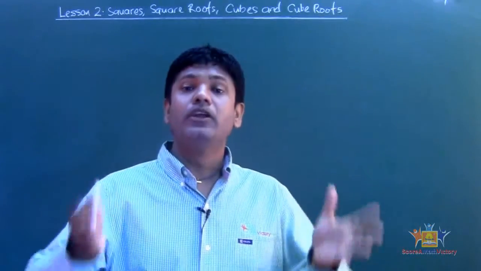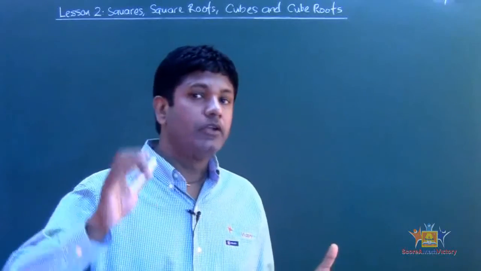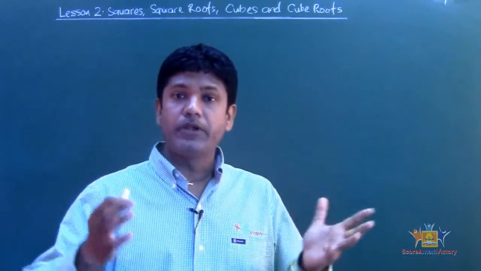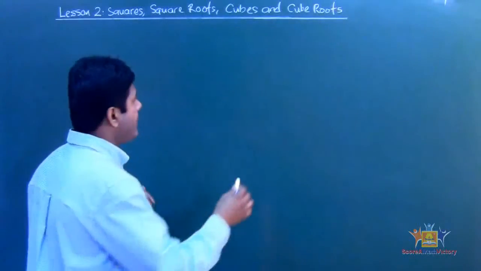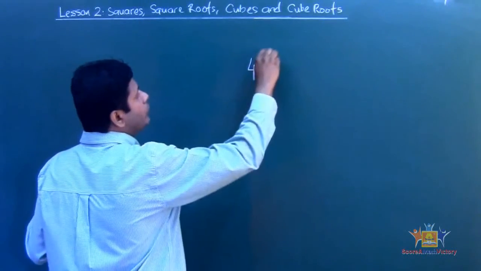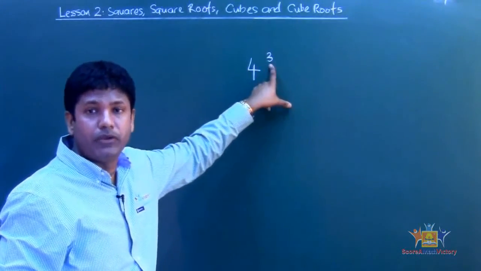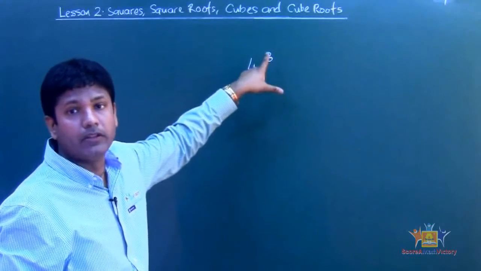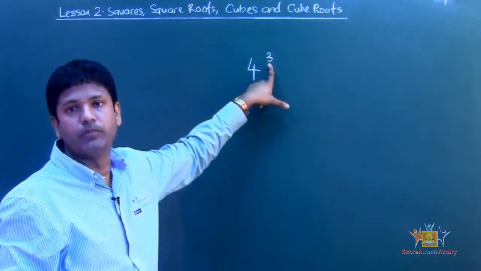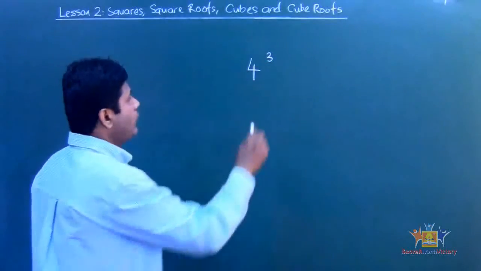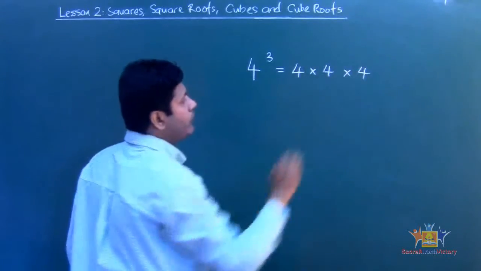We're going to talk about cubes of numbers. In the previous lesson we talked about squares of numbers. Now we're going to talk about cubes. What is a cube? Let's say, for example, Mr. Mac gives you 4 to the third power. This is also called power of 3, or an exponential, and it is also called a cube. So that means 4 times 4 times 4.